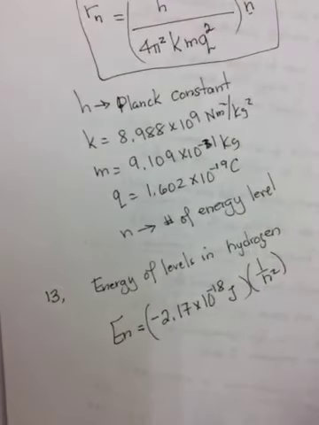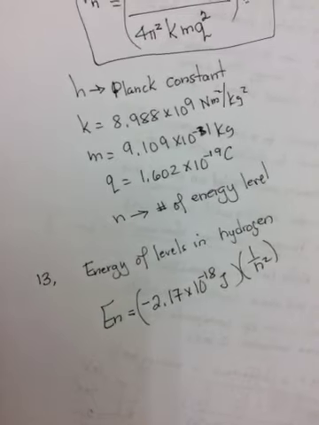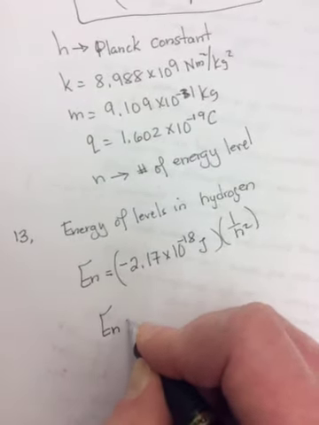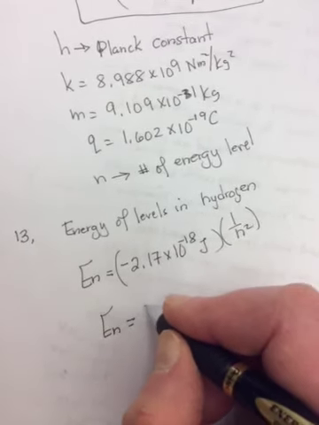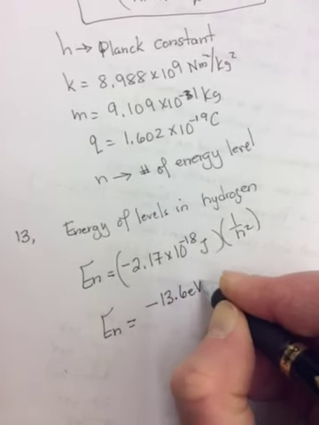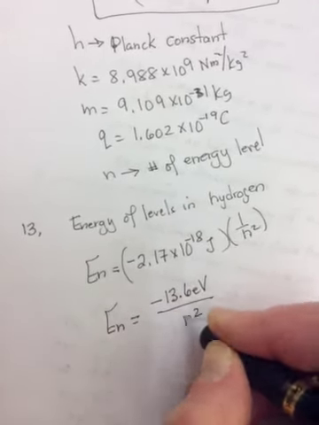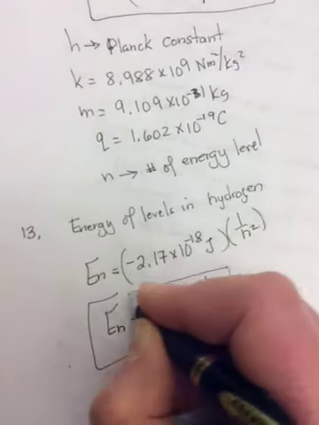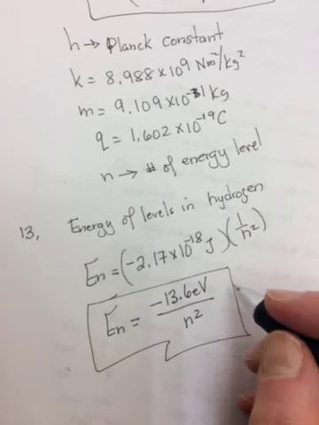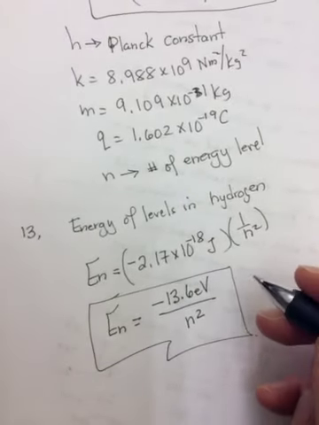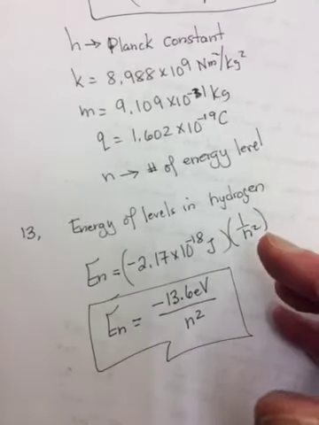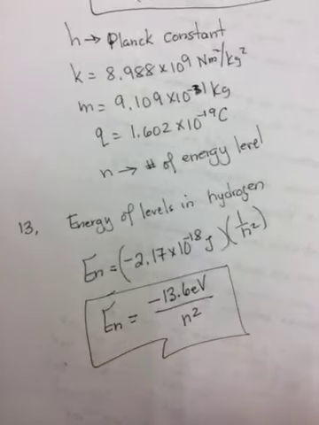But remember, we said that a joule is too huge to use when dealing with energy when we're talking about electrons and atoms. So we change it to electron volts, and it becomes a much easier number: negative 13.6 electron volts divided by n squared. With this beautiful equation, we can find the energy of all the different energy levels in hydrogen. Of course, when Bohr proposed this, he was hoping that he would be able to expand it to find them for all the atoms. But really, this is just for hydrogen. Okay?